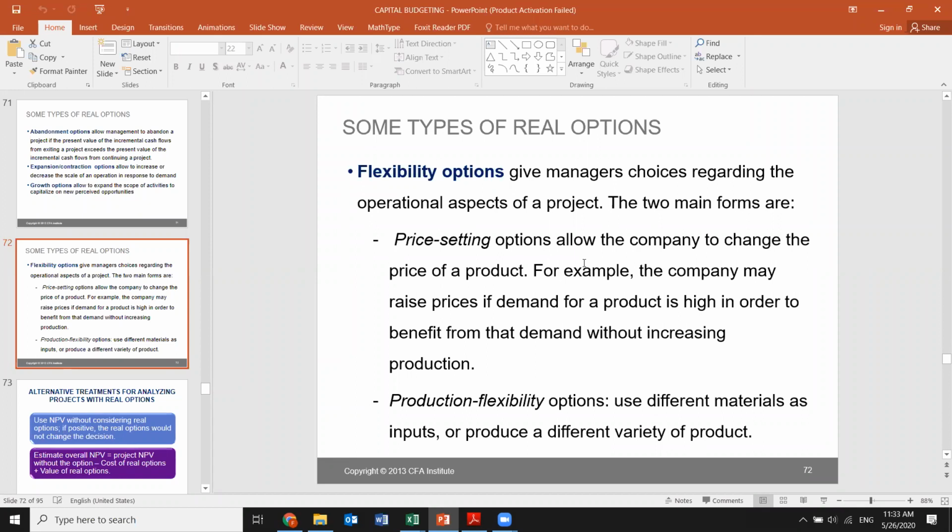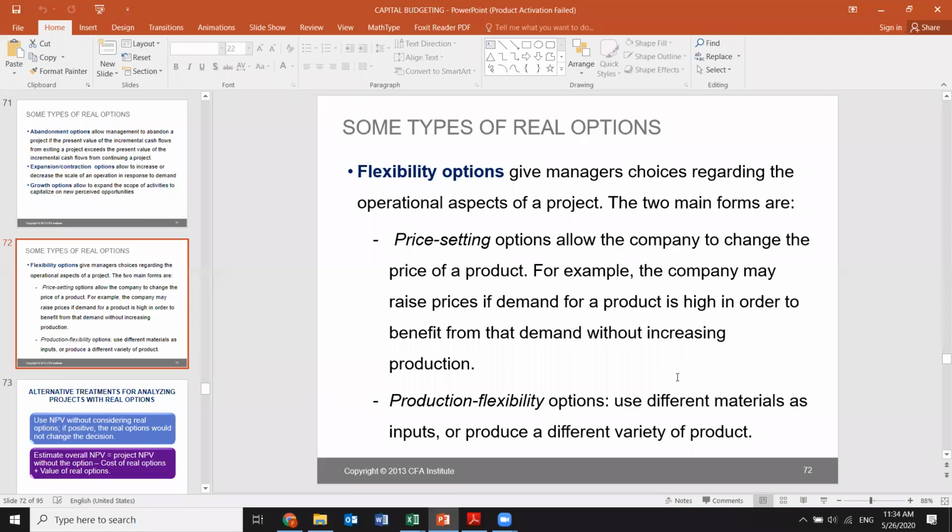There are two main forms of flexibility options. One is price setting, the other is production flexibility. Price setting allows you to change the price within the project. When you make a prediction of the cash flows and evaluate a certain project, you set up one price, and in some projects it will not be allowed to change during the project life, the price of the product that you're selling or planning to sell. This flexibility option gives you the flexibility to change it.